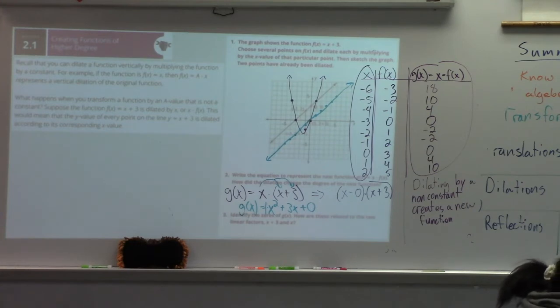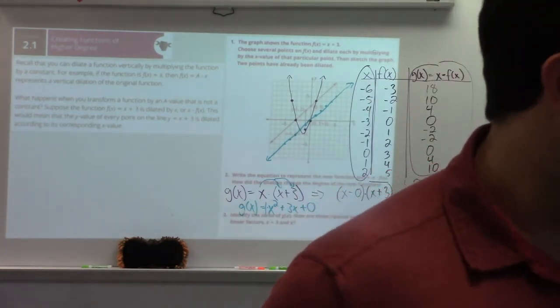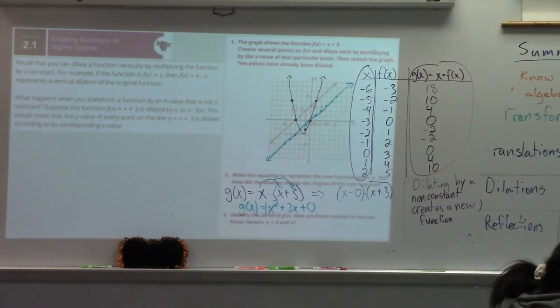That's right, 0. Yeah, because when I did x times f of x to get the output. So talk with your groups, come on, we need to get those x-intercepts. We need those zeros in those groups.